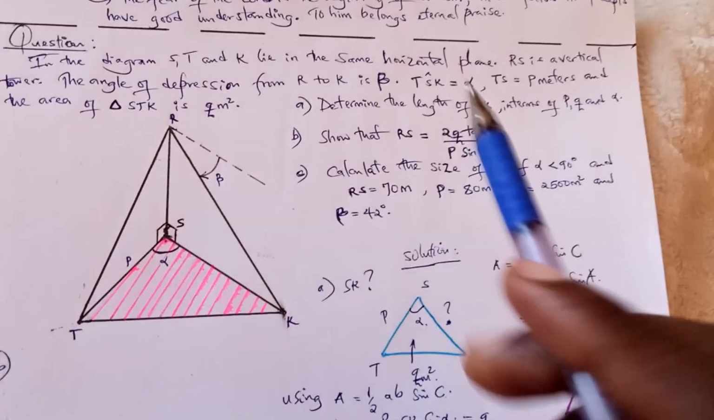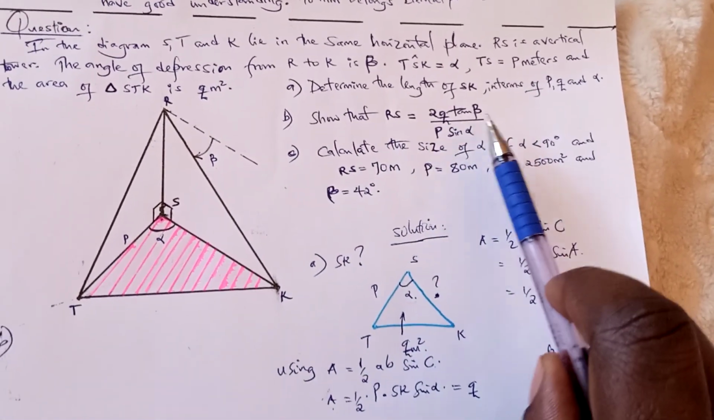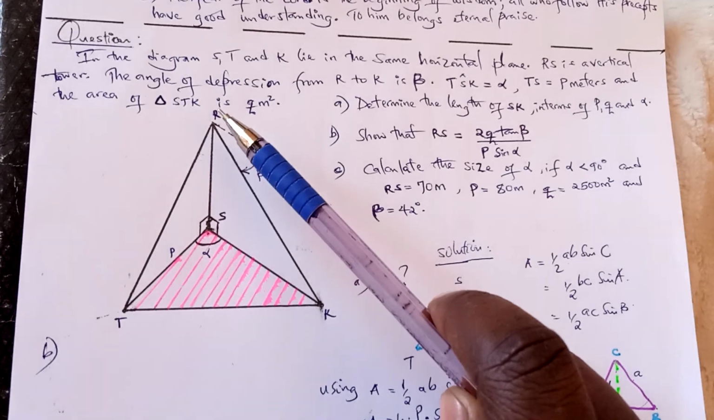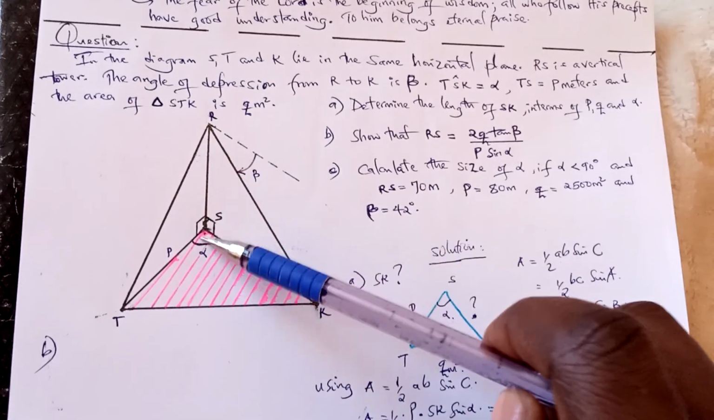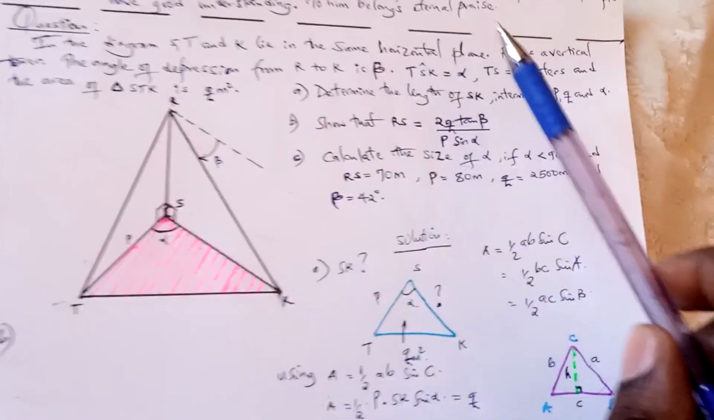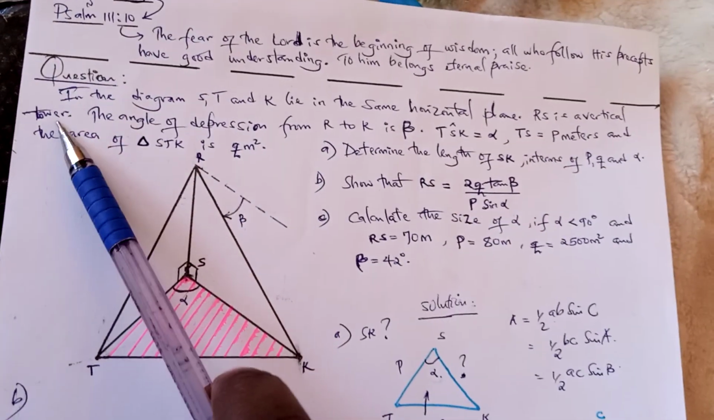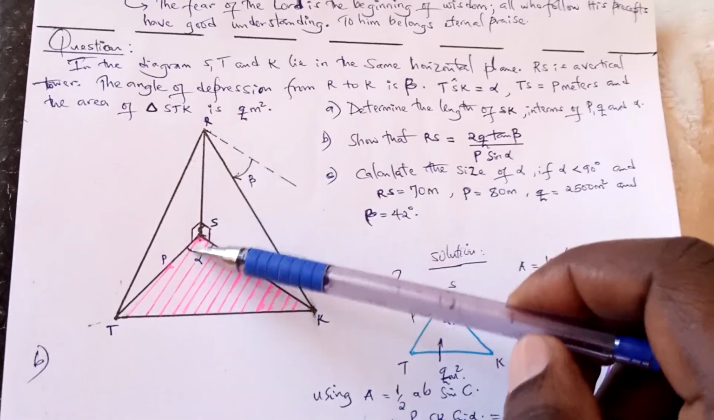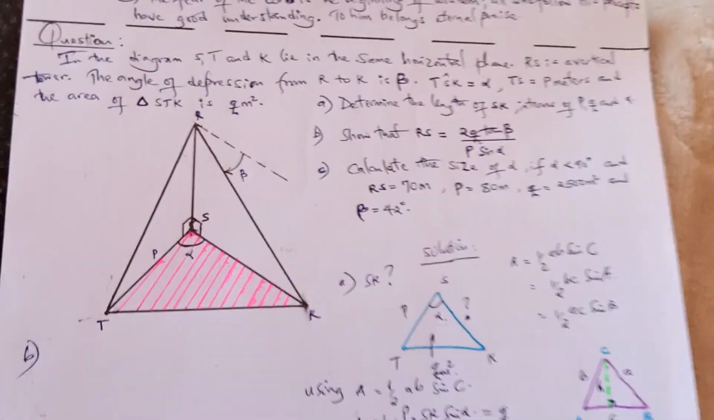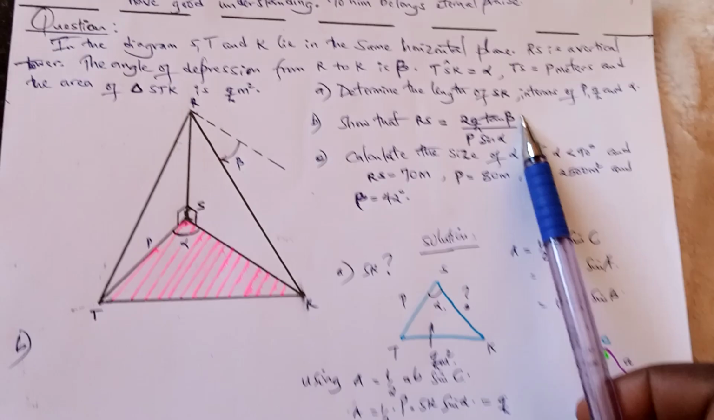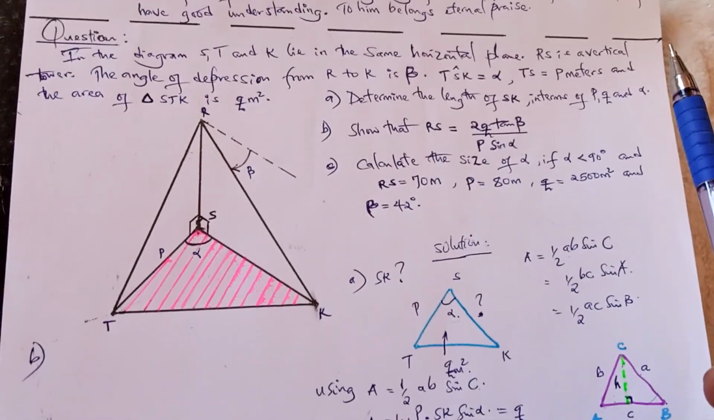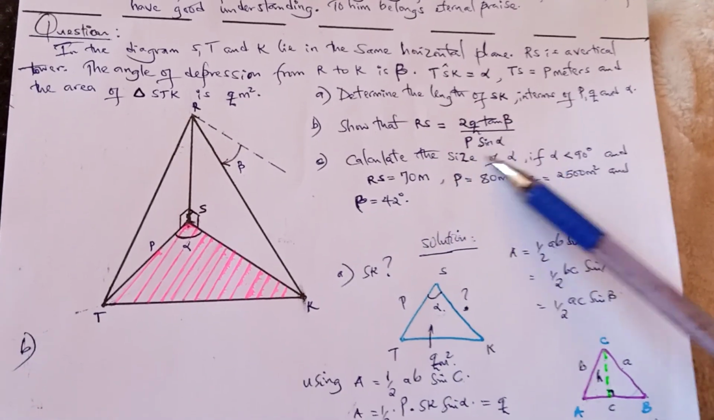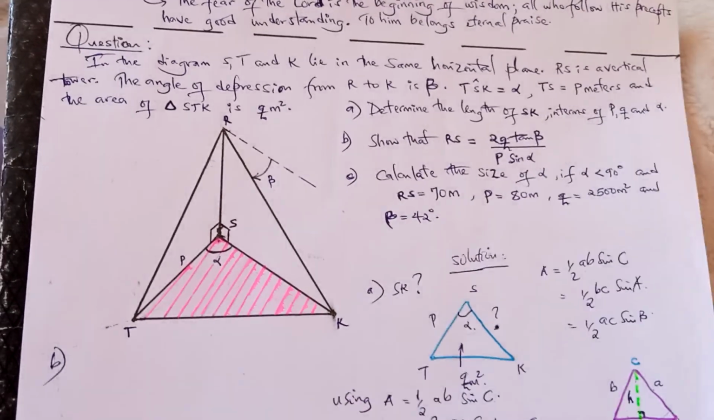Show that RS is 2q tan beta out of p sine alpha. RS is like the height of this vertical tower. Remember they say that RS is a vertical tower. So we want the height of the vertical tower RS. Thank God that here they said show that RS is this. Someone may want to trick you and say show that the height of the vertical tower is this, so we have to keep our eyes open.